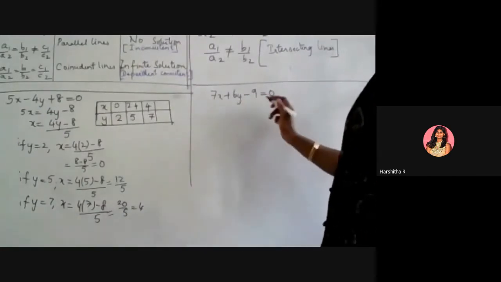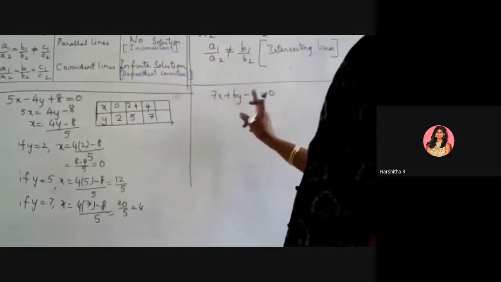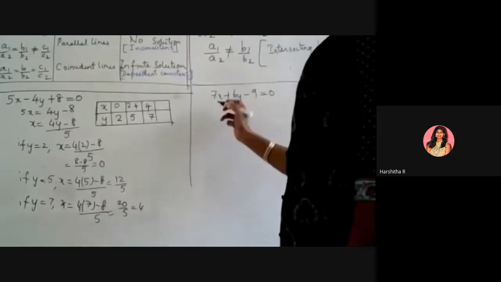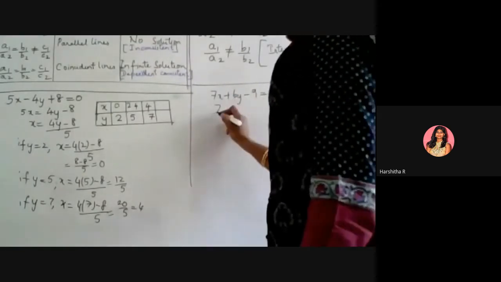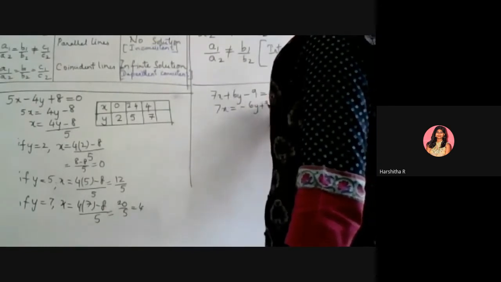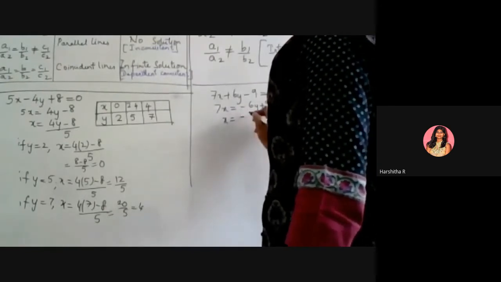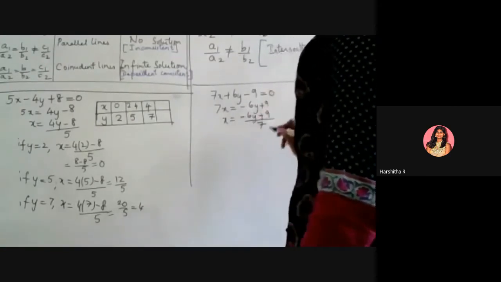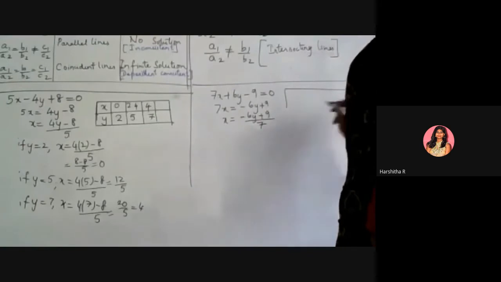Alright. Now this also I should write as x in terms of y or y in terms of x. Maybe I will again try x itself. So 7x will be negative 6y plus 9, or x will be negative 6y plus 9, whole divided by 7. I hope that is understood.